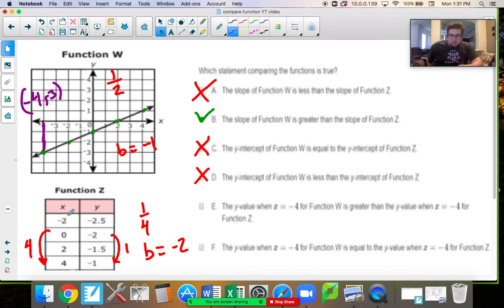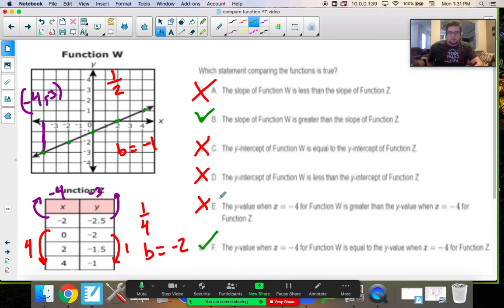I don't have -4 in the table, but I can notice that every one of these rows changes by 2 and 0.5. So if I go backwards to -4, that really changes 0.5, so -3. So are they greater? No. The y value at -4 for both, they say is equal. That is true. Again, these last two are a little bit more confusing.